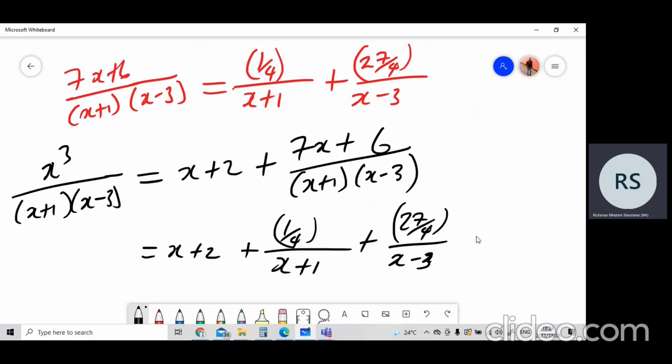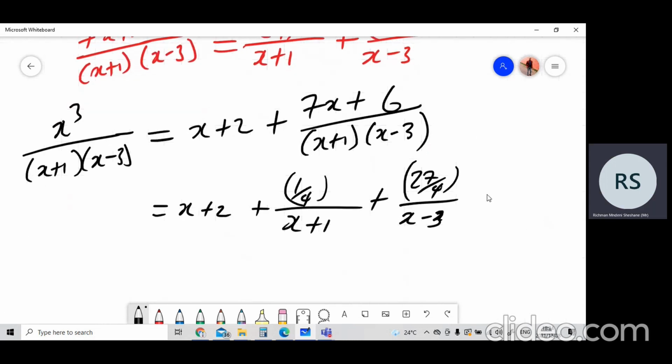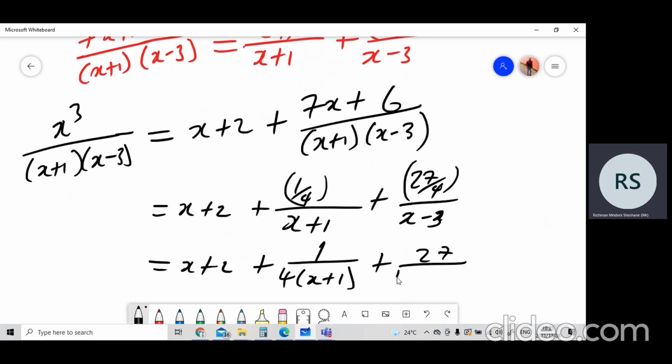So now these are the partial fractions of this. We used the long division and put them in this form, and then we took this last term, which we were able to put into partial fractions. If you like, you can write this as 1 over 4 times x plus 1, plus 27 over 4 times x minus 3.